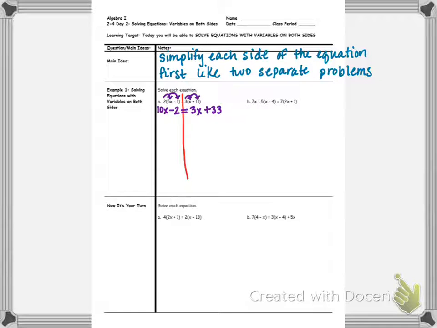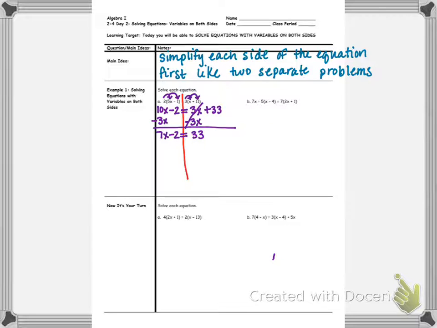So now I look, which variable do I want to move? I'm going to move the 3x, and I'm going to move that using my inverse operation of subtraction. 10x minus 3x is 7x. Bring down the minus 2, your equal sign. These cancel out to 0, and now bring down just that plus 33. Now I'm here at my two-step equation.